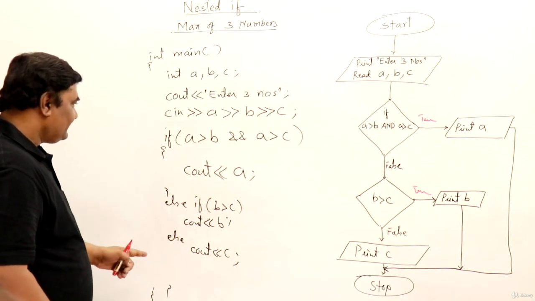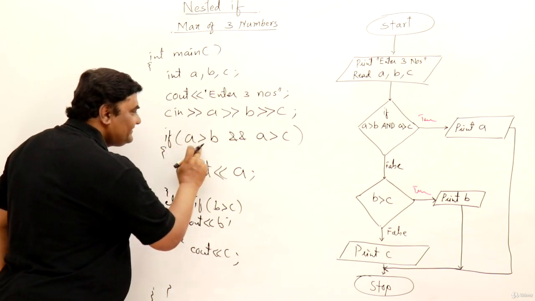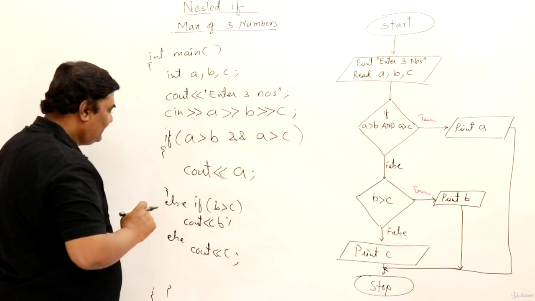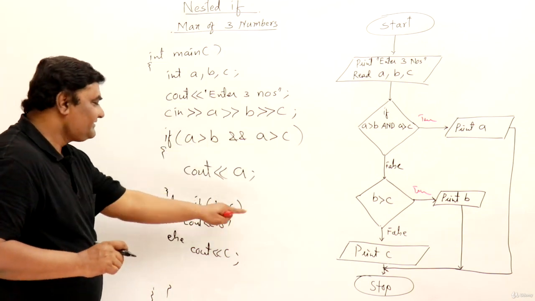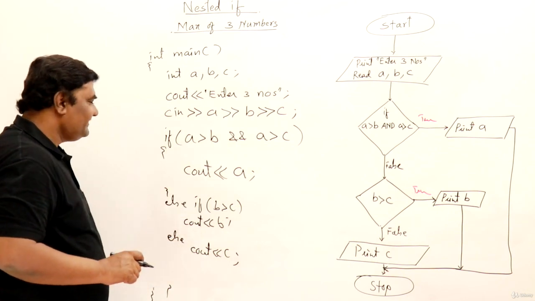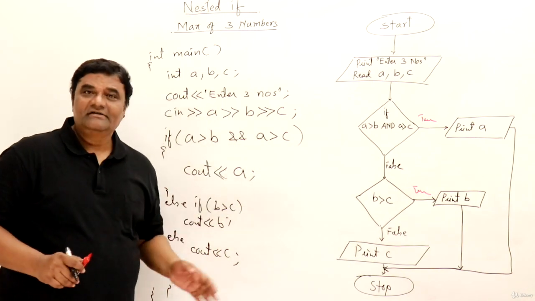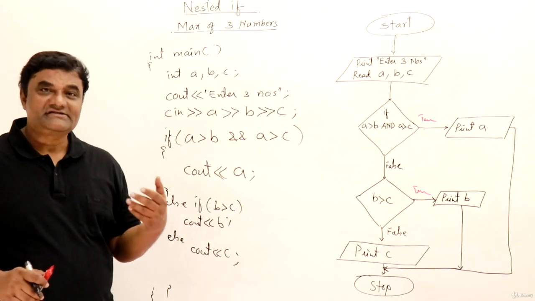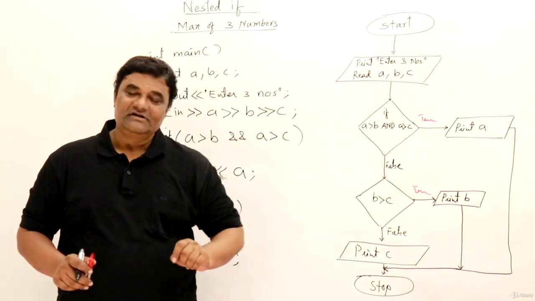You can even write like this. So if I read now, if A is greater than B and A is greater than C, else if B is greater than C, else print C. So this is how we can write nested conditional statements, that is nested if.